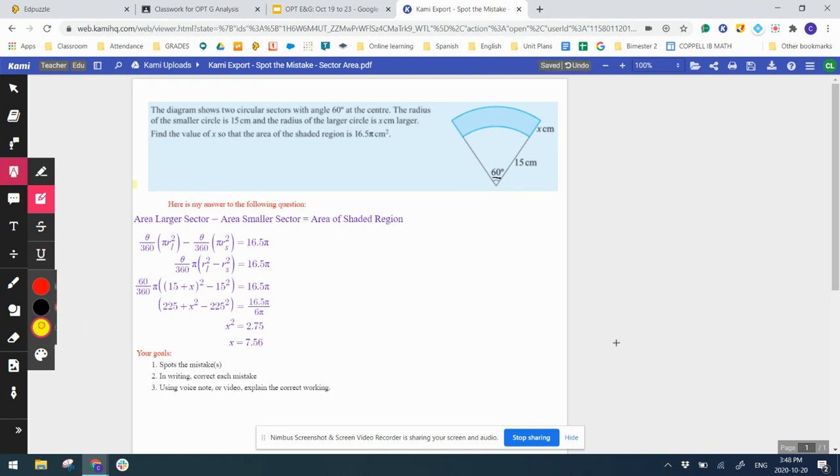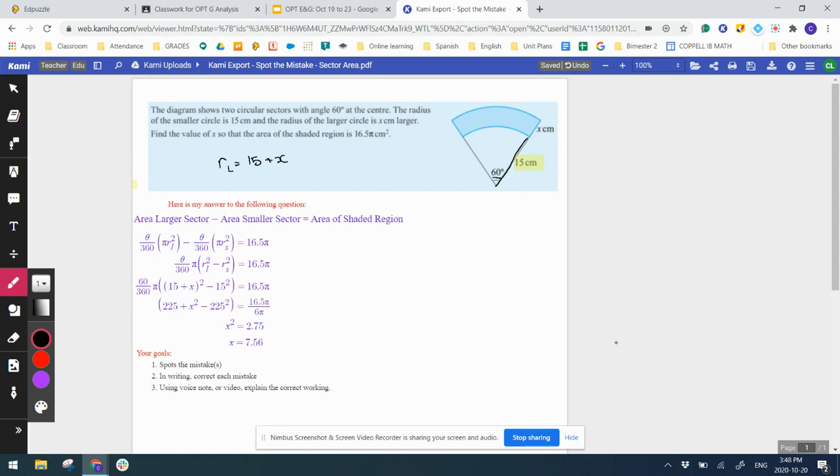Then we have the radius of the smaller circle is 15 centimeters. All right, so it tells us that there. And it says the radius of the larger circle is X centimeters larger. So if I wanted to make note of that, I would say the radius of the larger circle is the small circle plus X centimeters larger. So that's the combination of these two: the 15 centimeters here plus the extra X. So we know the radius of the large circle is 15 plus X, and the radius of the small circle is just 15.